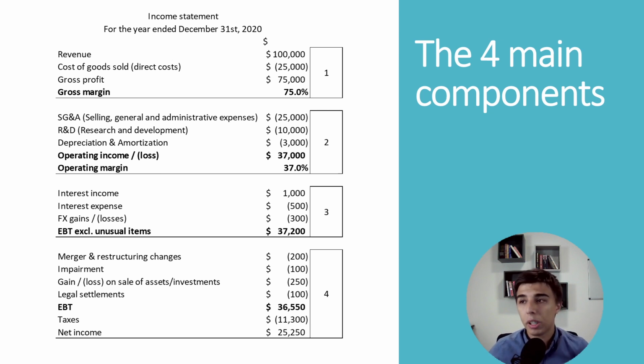So keep in mind, the gross margin shows the profitability of the product or service, or the margin that has been added on top of that. So that's the first box, and that's important to note.